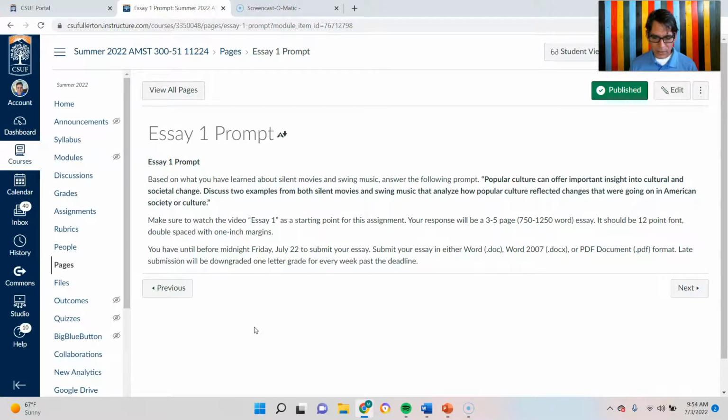What we're doing in this class is looking at the history of American popular culture to understand important changes that were going on in society and culture. All right? So go back and look through the lectures. For our first unit, there's only the lectures, no reading. But for our next three units, there are books also, so you'll be using material from the books. Find examples of how silent movies and swing music reflected important changes going on in society.